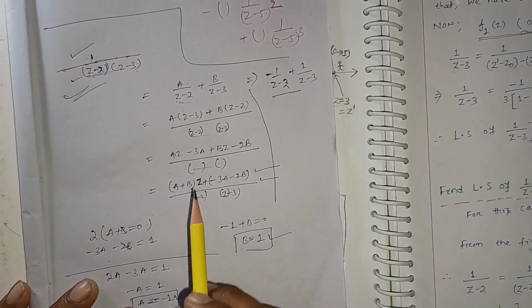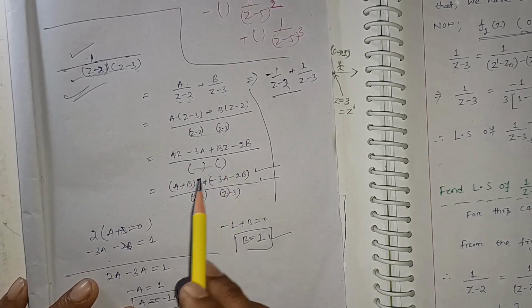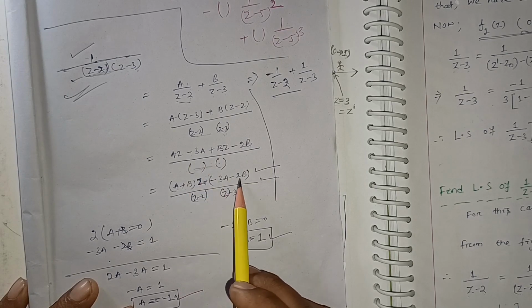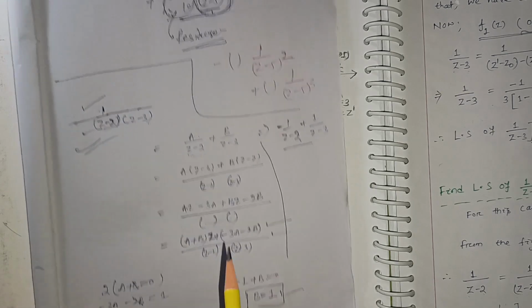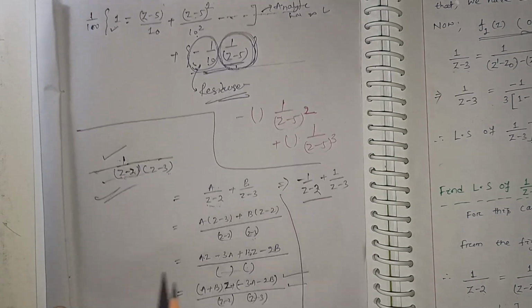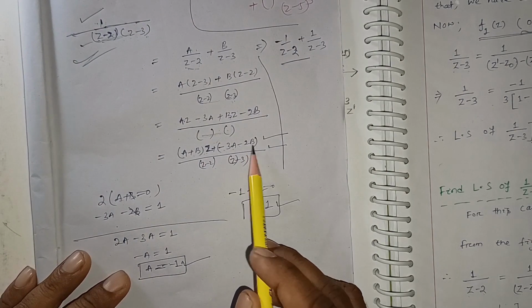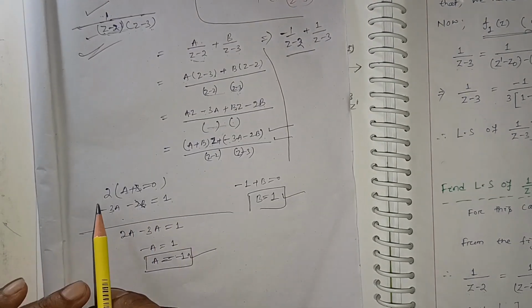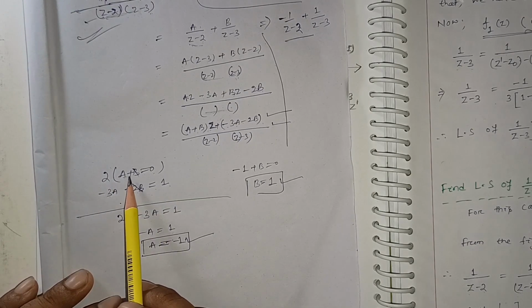That means the numerator of the RHS will be Az plus Bz, that is (A plus B)z, and these are the two constant terms, minus 3A minus 2B. So the coefficient of z is A plus B, but in the LHS there is no z term. So A plus B obviously will be equal to 0, and minus 3A minus 2B will be equal to 1, right? Now just multiply the first equation by 2, and then it will be 2A plus 2B equal to 0.